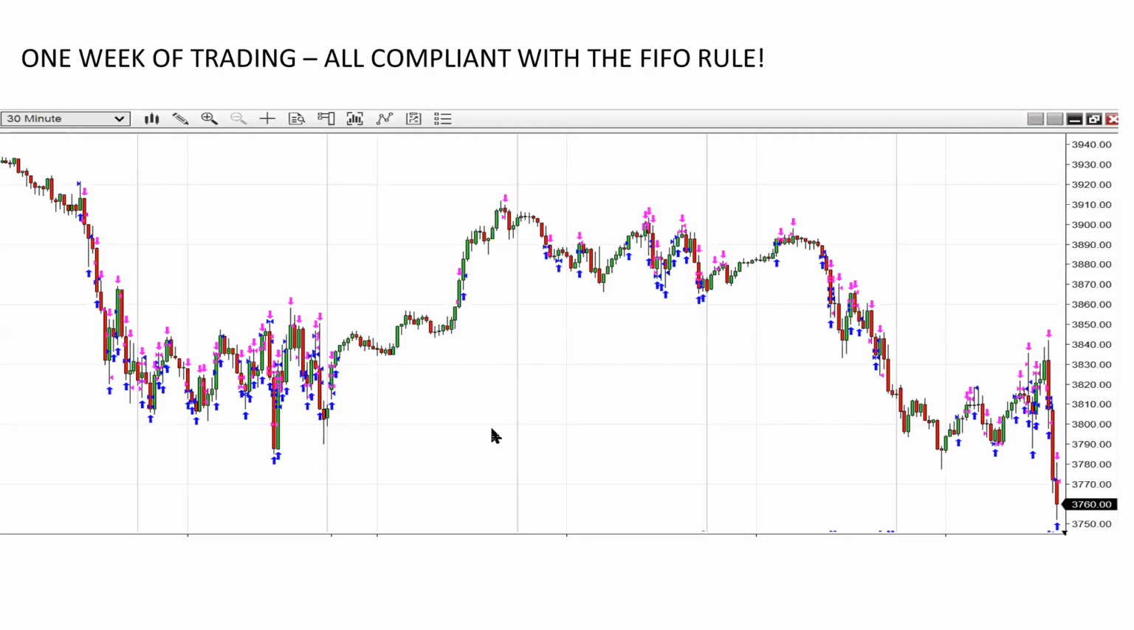So here's 1 week of trading on a 30-minute chart that I brought up just to see the arrows that you see on the chart showing the entry and exit of each trade. And this was based on running 4 charts, 2 trend and 2 counter-trend charts. So absolutely a perfect synchrony of entry and exits of trades in compliance with the FIFO rule.